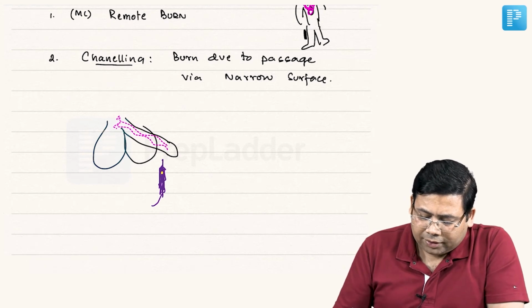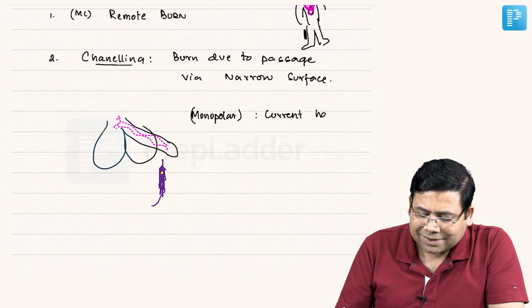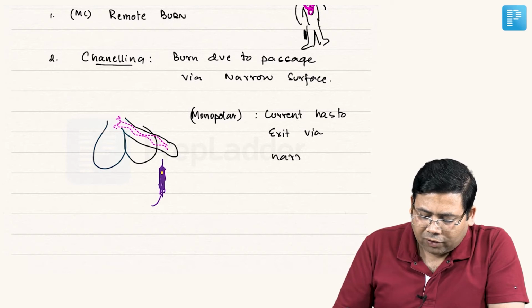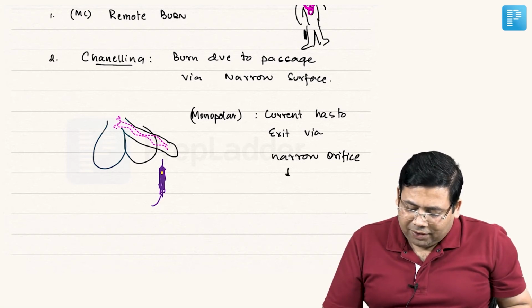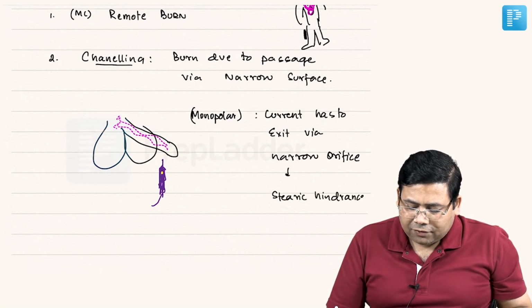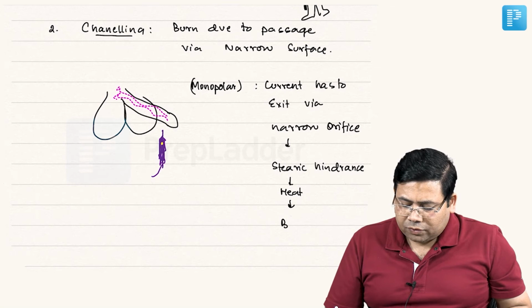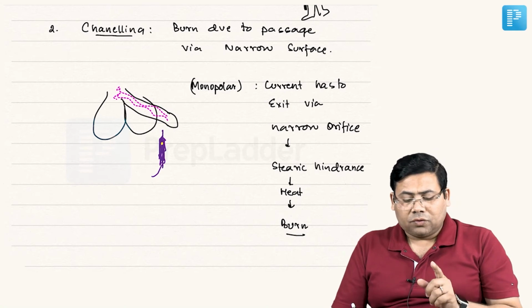So do you know, in case of monopolar, when the current has to exit via a narrow orifice, this is the same concept that we utilize over the surgeon's electrode. The surgeon's electrode is narrow. There will be steric hindrance, and since there is steric hindrance, there will be heat, and this heat is going to cause a burn. And this is a very, very important point. So this is channeling.